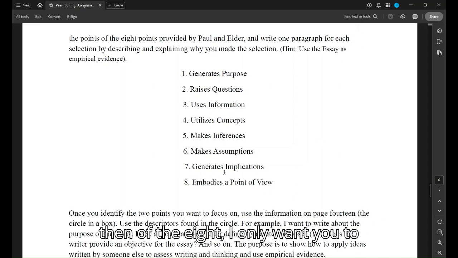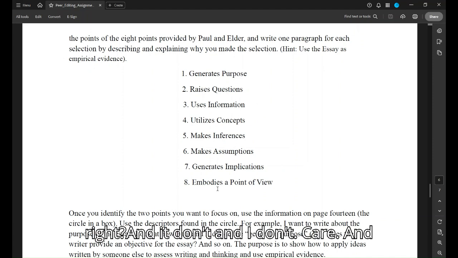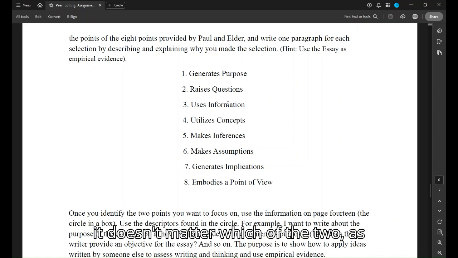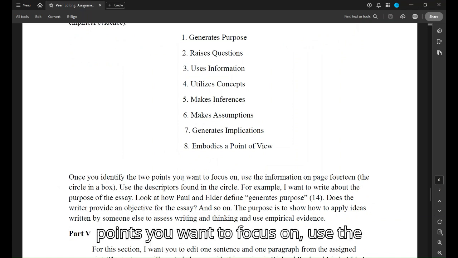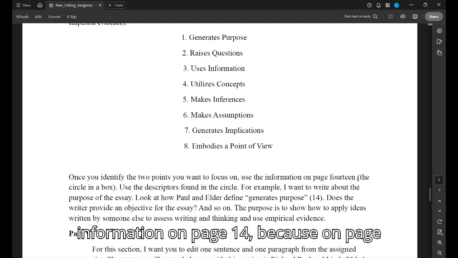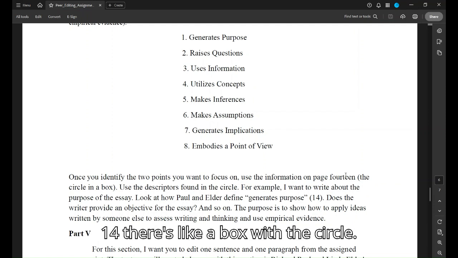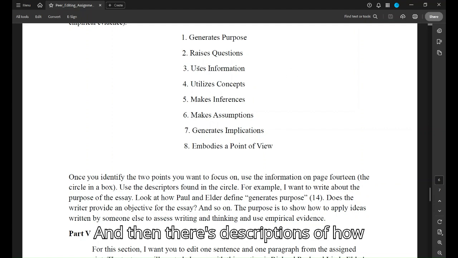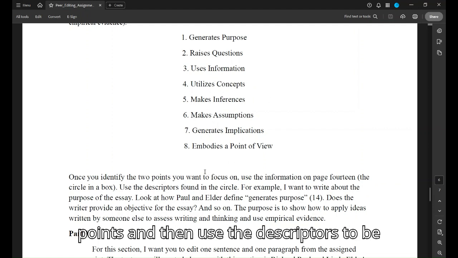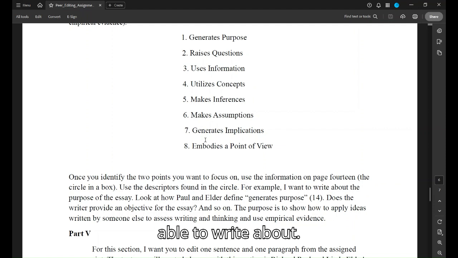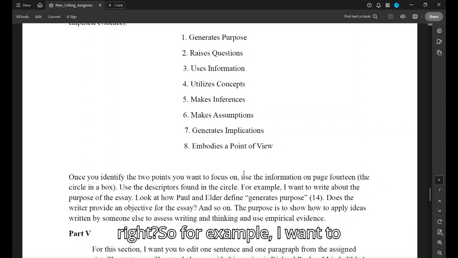So of the 8, I only want you to select 2 of these, right? And it doesn't matter which of the 2, as long as you select 2 of these, of the 8. And then this is what you're going to do. Once you identify the 2 points you want to focus on, use the information on page 14, because there's a box with a circle, and then there are descriptions of how Paul and Elder define or characterize each of these points, and then use the descriptors to be able to write about makes inferences or makes assumptions, right?